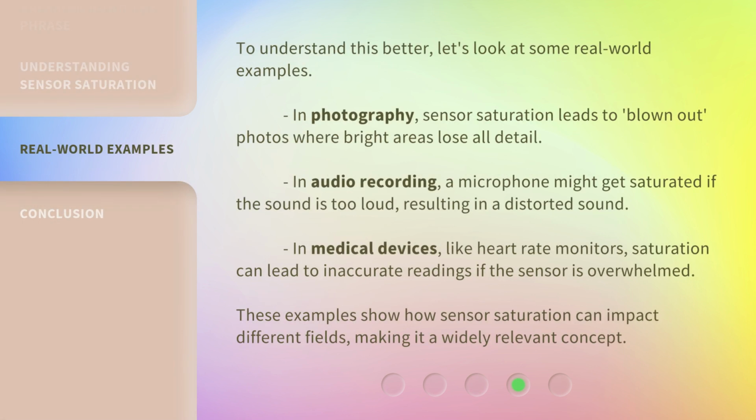To understand this better, let's look at some real-world examples. In photography, sensor saturation leads to blown-out photos where bright areas lose all detail. In audio recording, a microphone might get saturated if the sound is too loud, resulting in a distorted sound. In medical devices, like heart rate monitors, saturation can lead to inaccurate readings if the sensor is overwhelmed. These examples show how sensor saturation can impact different fields, making it a widely relevant concept.